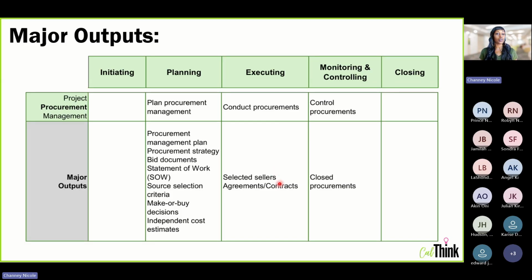And then the actual contract or the agreement between the buyer and the seller, you and the person that we're buying the work from. Control procurements is used to manage vendors, correct anything that's going off track contract-wise, and it's also used to close out contracts. So control procurements can be a little tricky. The output is closed procurements, but you also use this process to manage vendors and get them back on track if they're falling behind schedule or spending too much money.